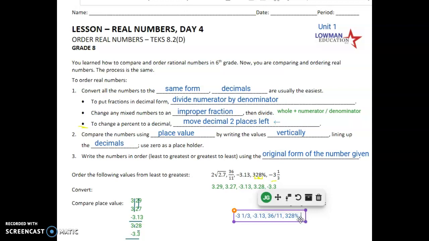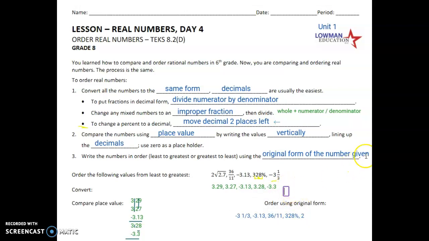328%, which means our last value is going to be the square root of 2 and 7/10. Let's move that in there. We'll move that into the right spot. Okay, so that is how you order real numbers.